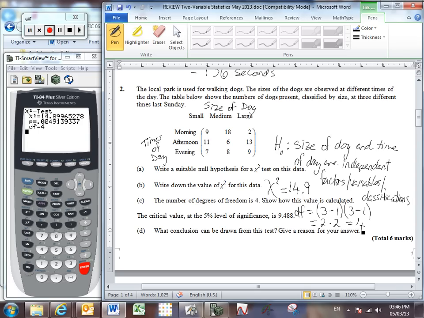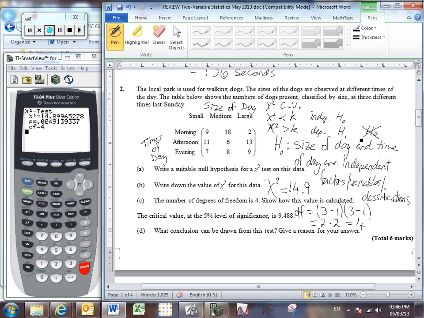The critical value, they tell us, is 9.488. Well, that's nice, because when they give us the critical value, which we normally call k, we can compare our chi-squared to the critical value. If chi-squared is less than the critical value, then we have independent, so we keep H0. If chi-squared is greater than the critical value, then they are dependent situations, and we keep H1, the alternative hypothesis, and we reject H0. So let's look at our situation.